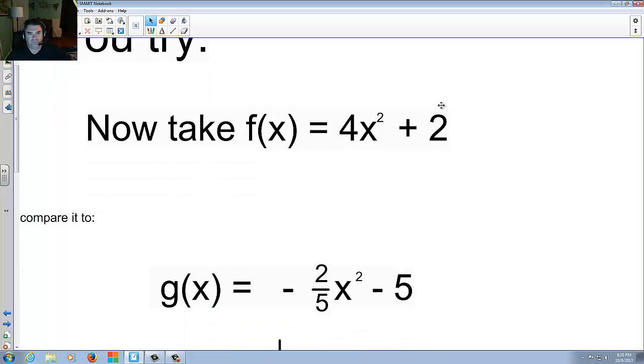Now you try. Take f of x equals 4x squared plus 2, and compare it with g of x, the new one, negative 2/5 x squared minus 5. Question 1, is it going to be skinnier or wider than the first one? Is it going up or down versus the other one? And where is it going to be on the y-intercept? So go ahead and try. Let's see how you did.